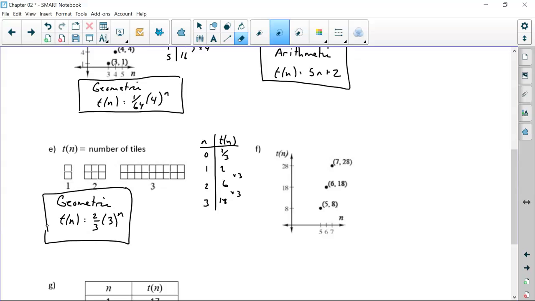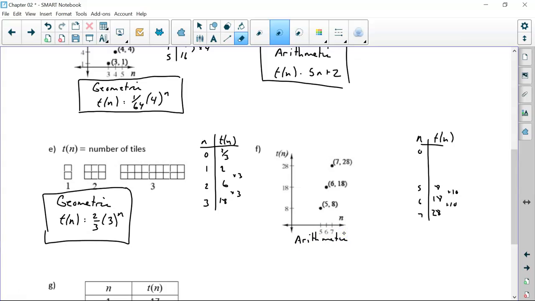Now, for f, n and t of n. But we're starting at term 8. I don't feel like going backwards that many times. We still need to find term 0, but I'm going to skip that a little bit in my table. I'm going to go to 5, 6, 7. We're at 8, 18, and 28. If you notice, what we're doing is we're adding 10 each time. So this is an arithmetic sequence.